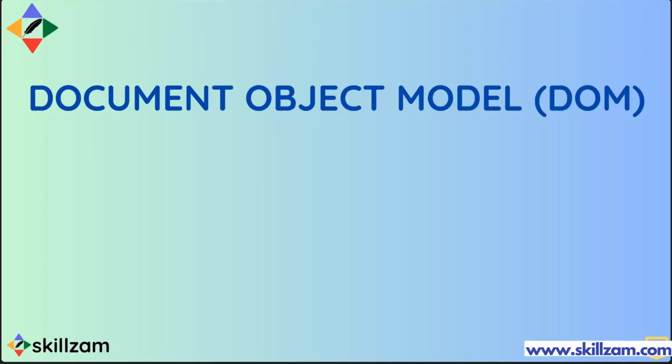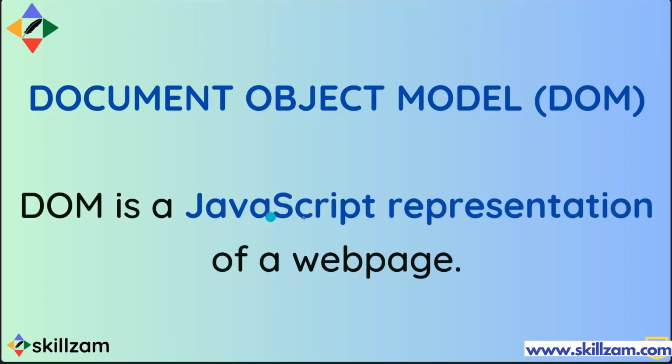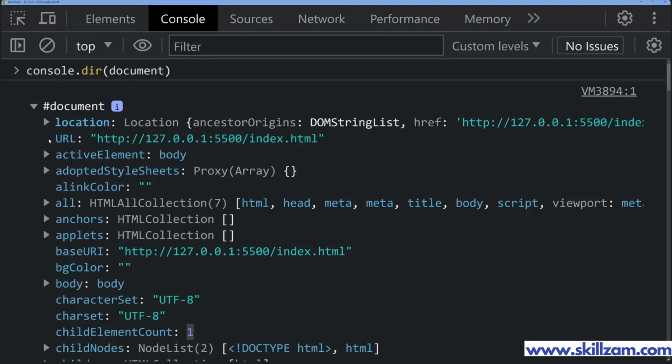So guys, now let's consider a discussion on the document object model. Which is again part of the BOM that we already have seen. And now DOM stands for document object model. And what is this? It is nothing but a JavaScript representation of the web page. Okay, that is what we saw. This JavaScript representation, what is this? This is nothing but a JavaScript object.